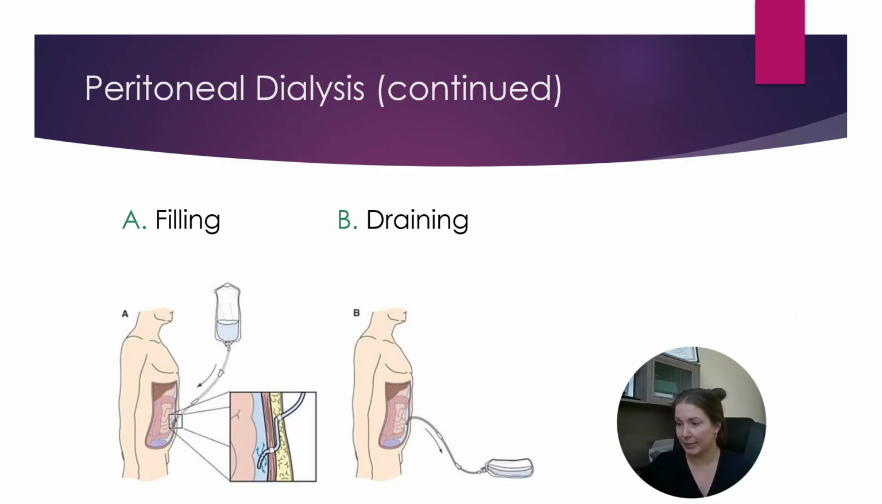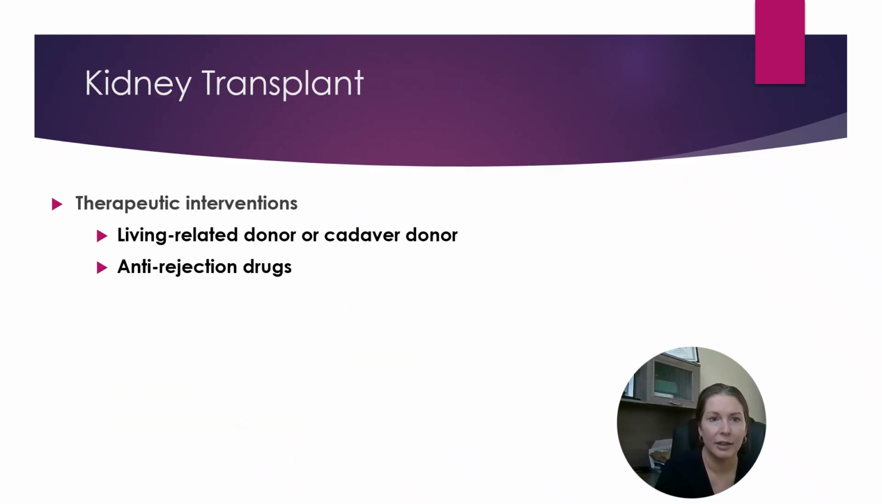So signs that somebody's peritoneal fluid is infected would be a cloudy appearance to it. It should look like a very pale urine color almost. Study here. And moving to kidney transplant.